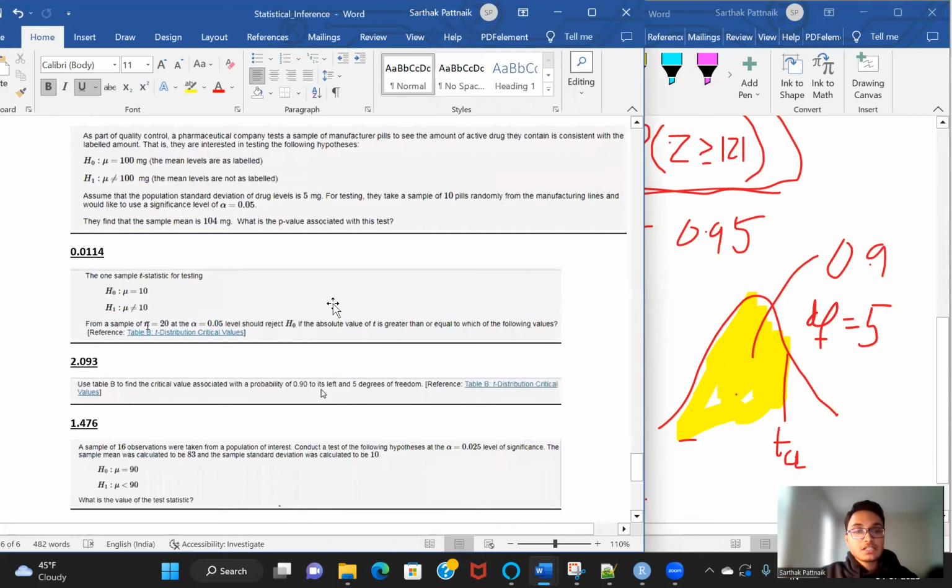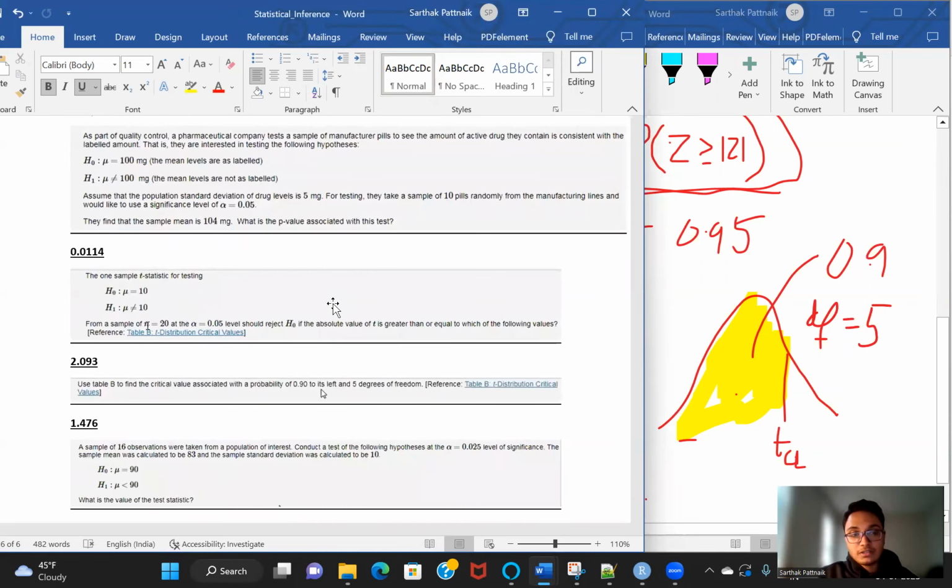A sample of 16 observations were taken from a population of interest. Conduct a test of the following hypotheses at alpha level 0.025 level of significance. So this time my confidence interval is 97.5 or 0.975. The sample mean was calculated as 83, sample standard deviation 10. What is the test statistic for this particular test?